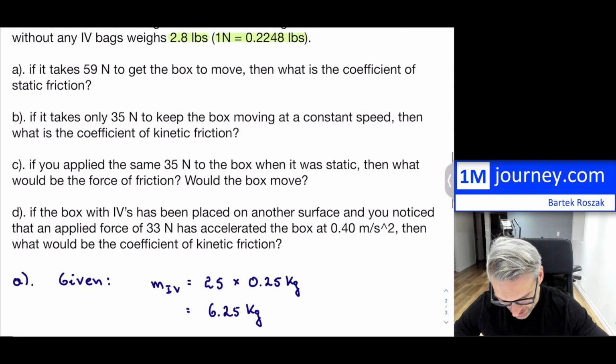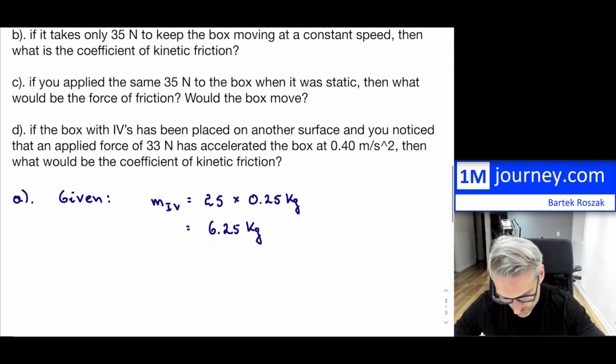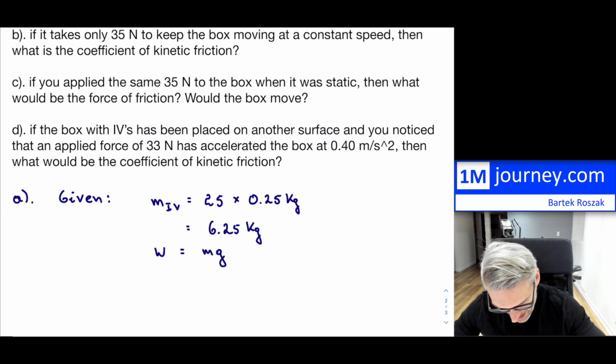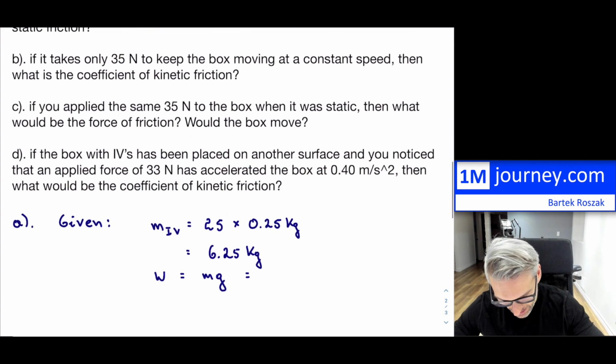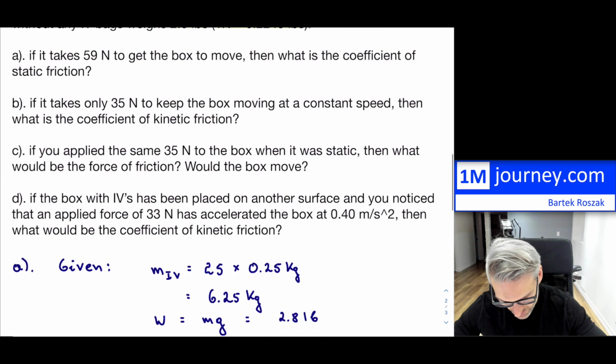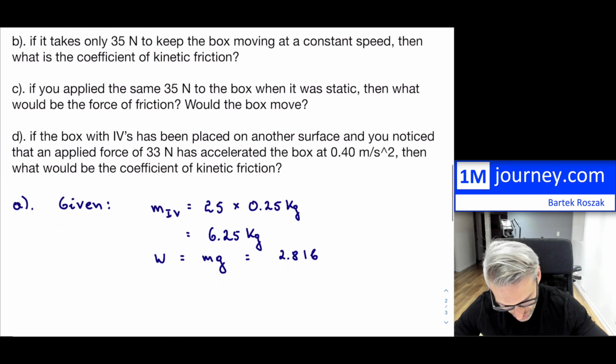Number 2, the other given is that we also have a weight. Now this is going to be the weight or the force of gravity, so I'll just put W. Now please remember that W is mass times gravity. Here they are telling us that we have 2.8 pounds. So we do have to be careful with this, because we would want it in newtons, and then we can figure out what the mass is. So for this right here, I can do that conversion right there.